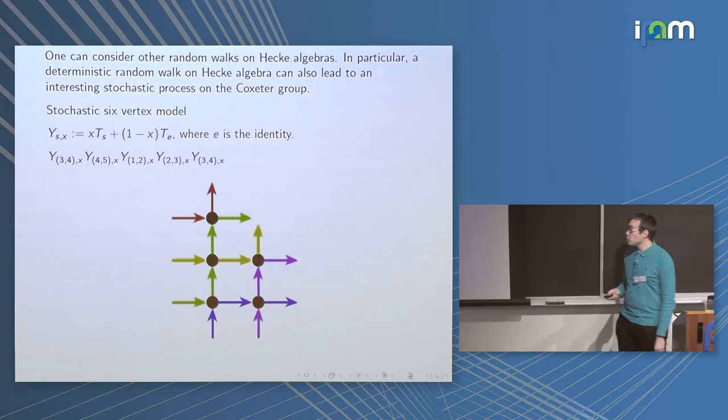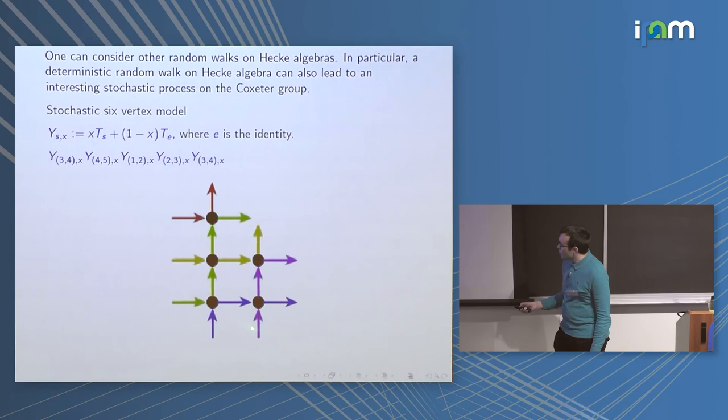And then a picture like this. We should think that this is like 1, 2, 3, 4, 5, or probably it's the opposite way, 1, 2, 3, position 5. And then every vertex corresponds to the multiplication of any of such elements.